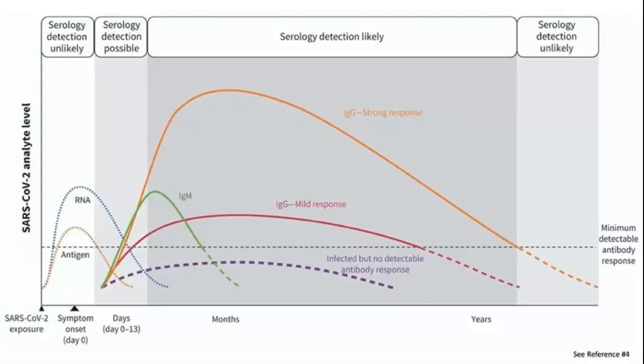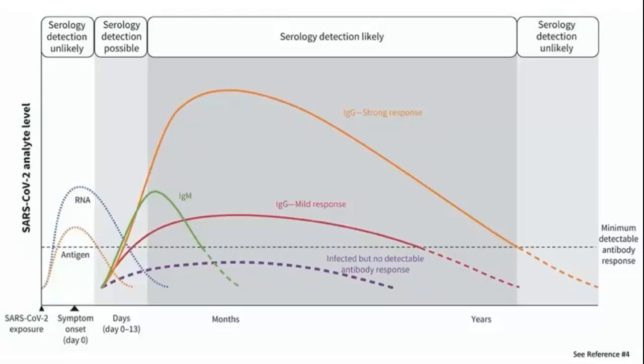And as you can see, we have serology detection unlikely as we have our antigen level increasing and our RNA level increasing. And it's really only later in the infection period that serology detection becomes possible, and you start seeing this increase in IgG and IgM antibodies. And also, as you can see, at later periods in time, you're also detecting fewer antibodies. So you really have this period for serology where serology detection is likely.